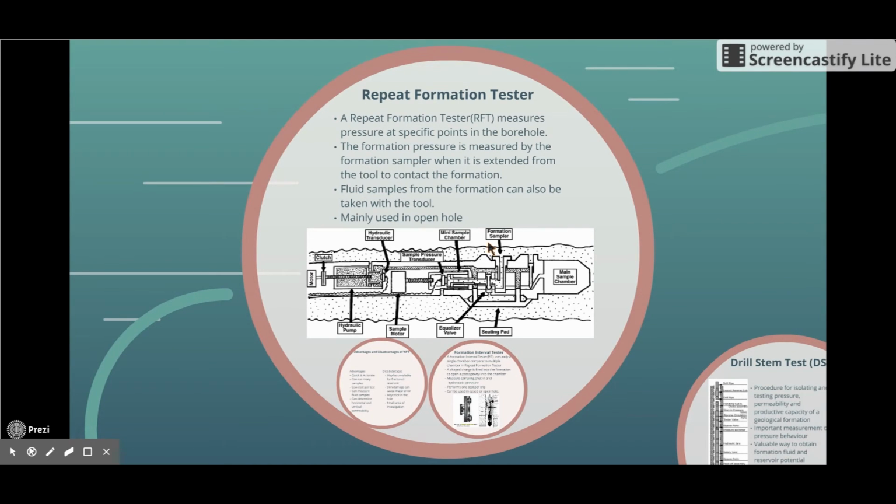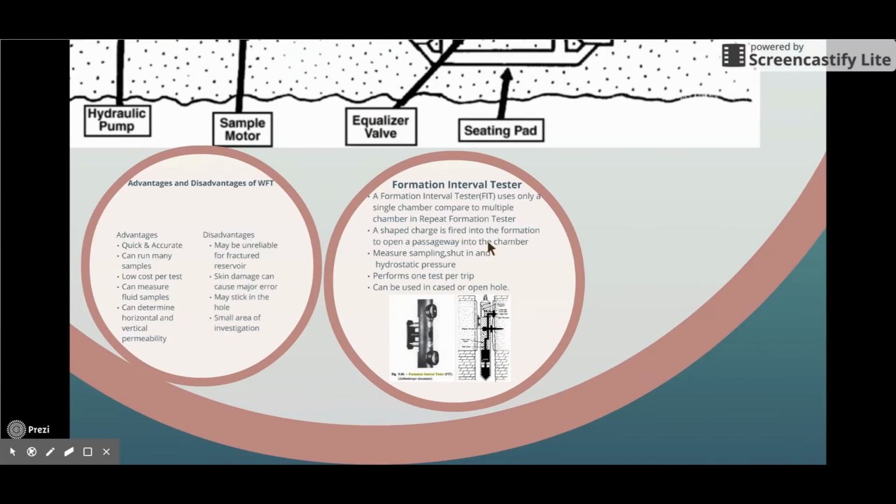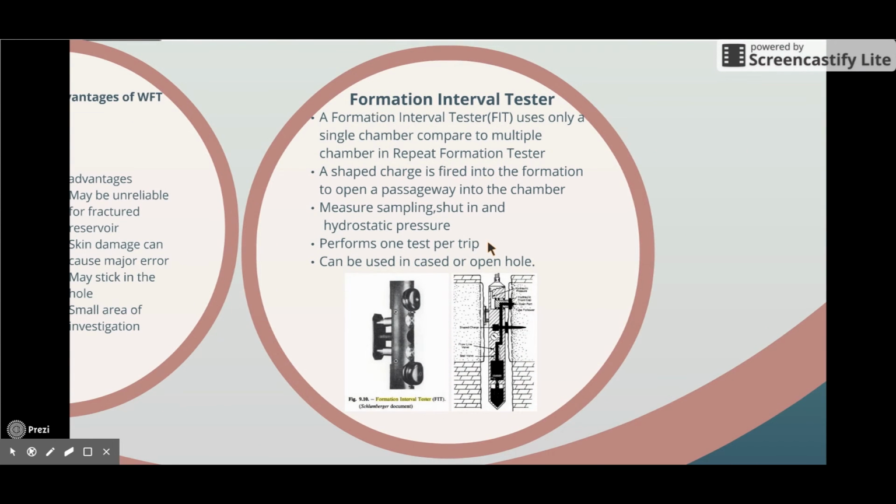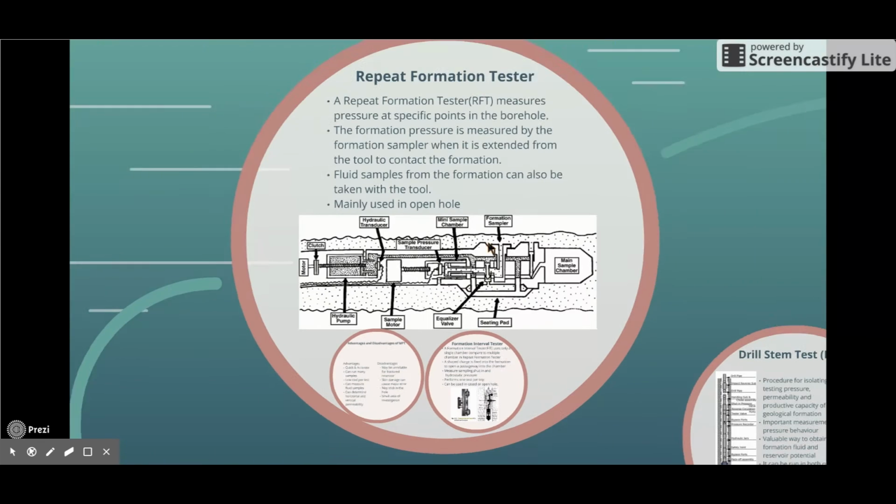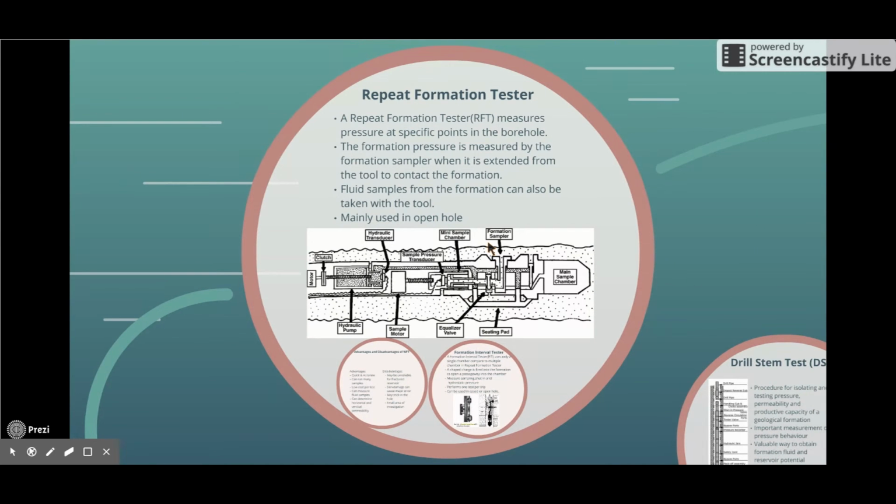The formation pressure is measured by the formation sampler when it is extended from the tool to contact the formation. The fluid samples from the formation can also be taken with the tool. A repeat formation tester is usually used in open hole.